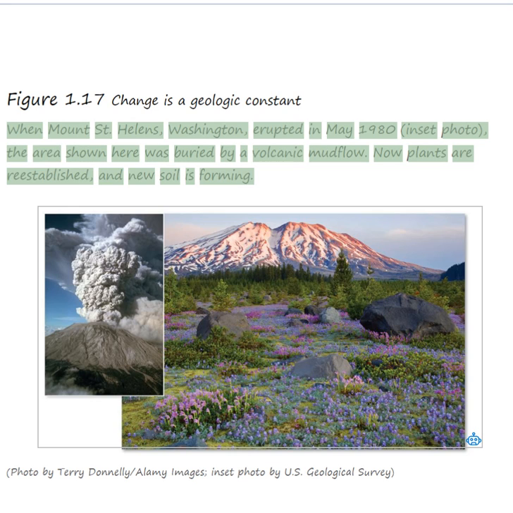When Mount St. Helens, Washington, erupted in May 1980, the area shown here was buried by a volcanic mudflow. Now plants are re-established, and new soil is forming.